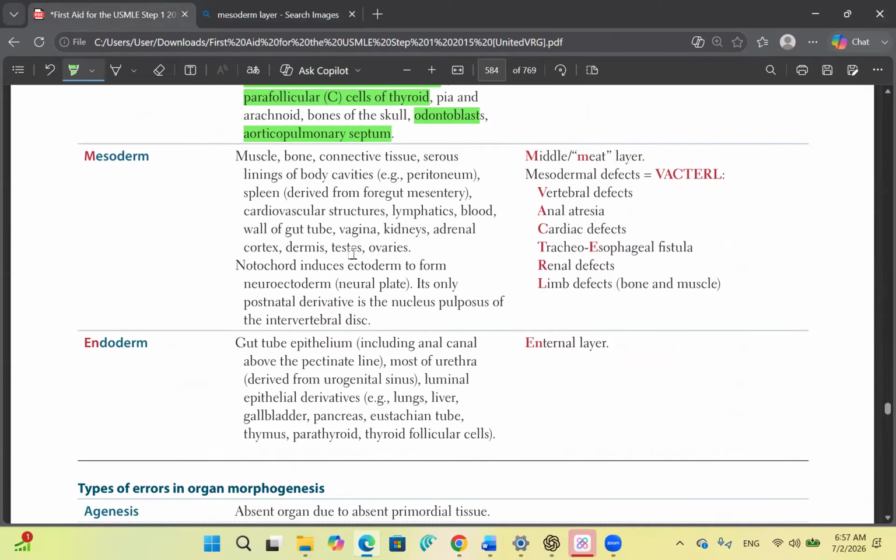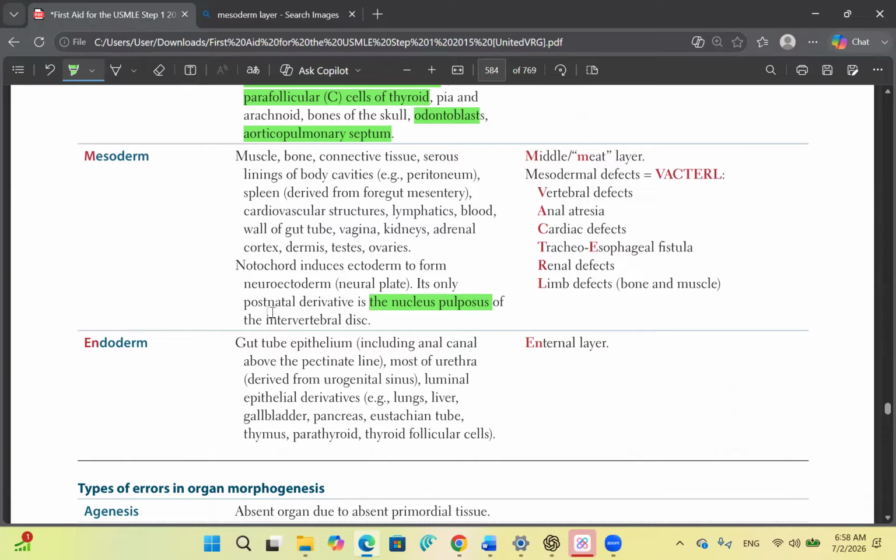Now, first of all, there's the axial mesoderm. The axial mesoderm forms the notochord. The notochord induces ectoderm to form neuroectoderm. Its only postnatal derivative is the nucleus pulposus of the intervertebral disc. So the axial mesoderm gives the notochord, which is converted to the nucleus pulposus of the intervertebral disc.